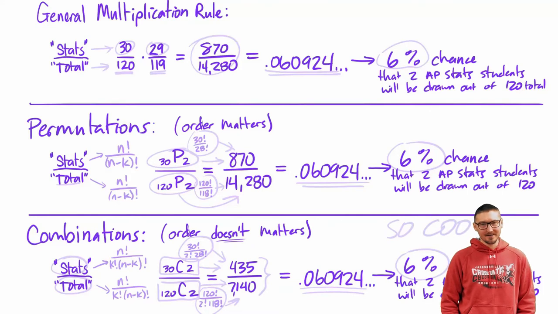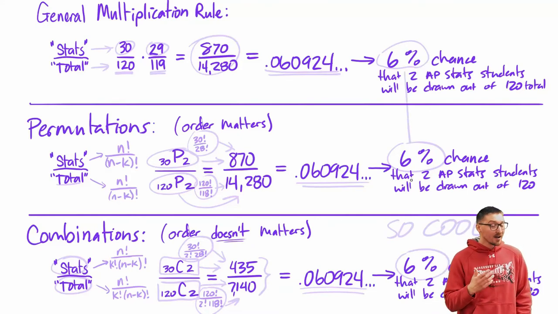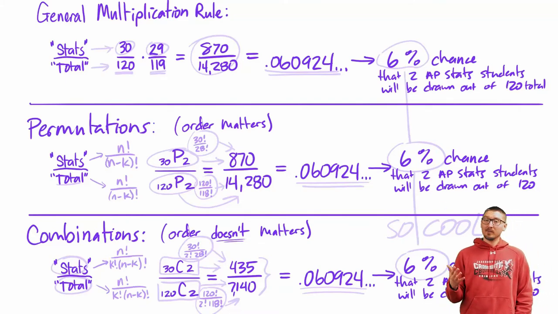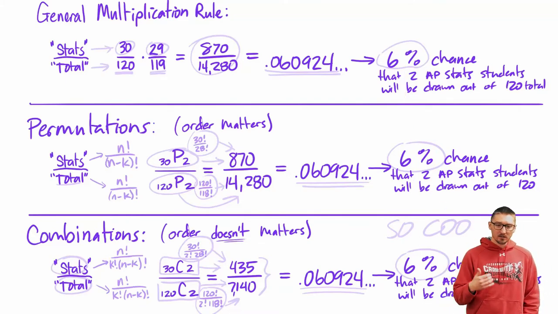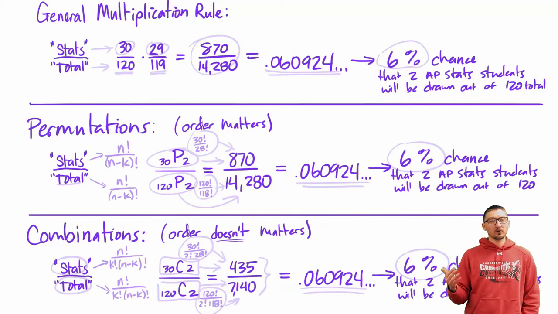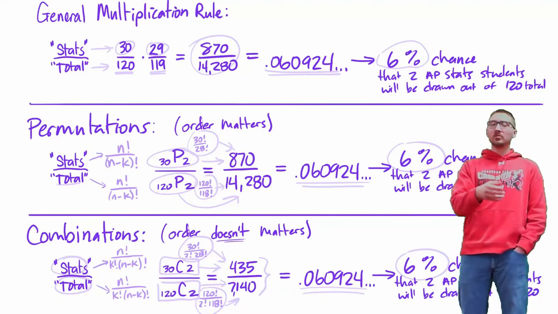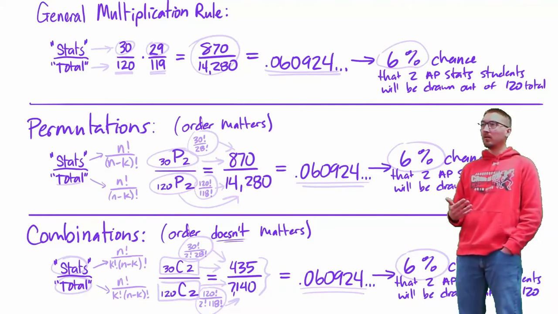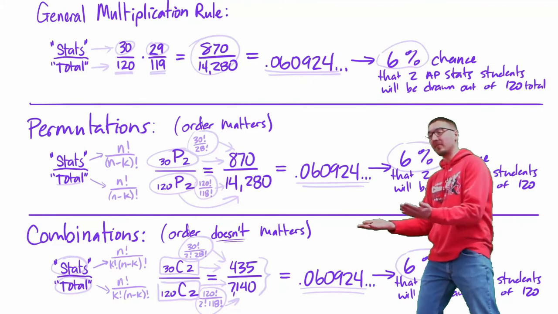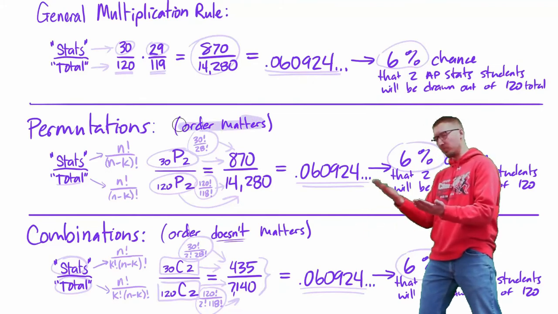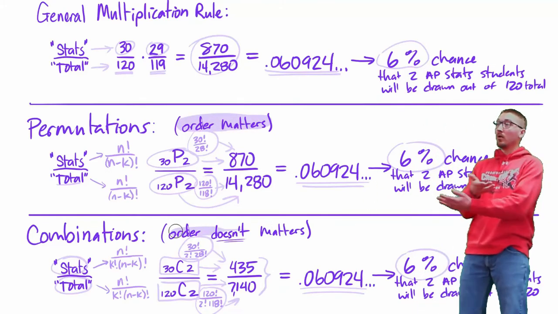Blah, blah, blah, which is the same 6%. So there are times when you are finding probability where combinations and permutations and the general multiplication rule or factorials or things like that will all output the same chance. It's just the interpretation of those, meaning do they have to park in a certain spot for permutations, or can they park wherever they want?